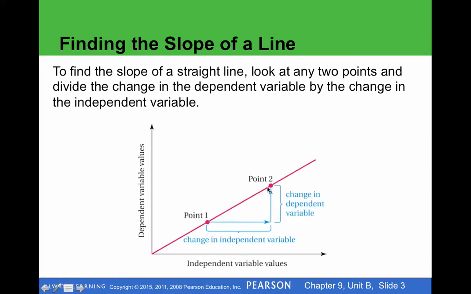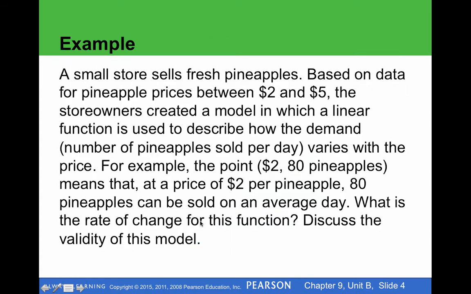So you look at these two points, and the change in the dependent variable is the y. We just have to figure out the change from point 1 to point 2, this distance. So we subtract the two y's to get the change in the dependent variable. Then we divide it by the change in the independent variable, which is the x value, so that would be this distance. You take x2 minus x1 to get that change.